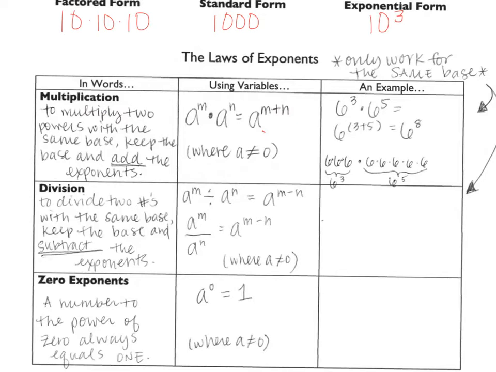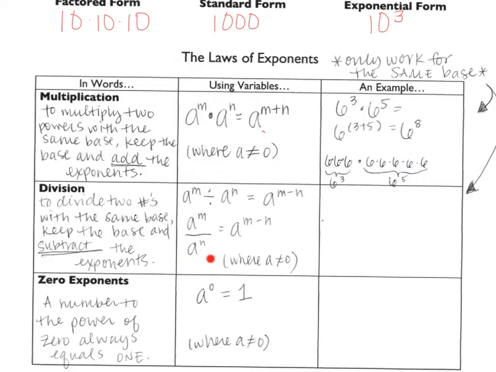An example of that would be if you had 6 to the third power and you're multiplying it by 6 to the fifth power, then you're going to take your base, which is 6, and add your exponents, 3 plus 5. Your answer is going to be 6 to the 8th power. So that would look like this, 6 to the third times 6 to the fifth is going to give you 6 to the 8th.